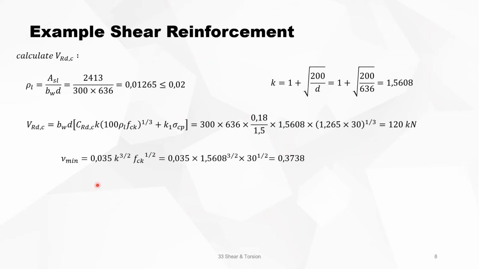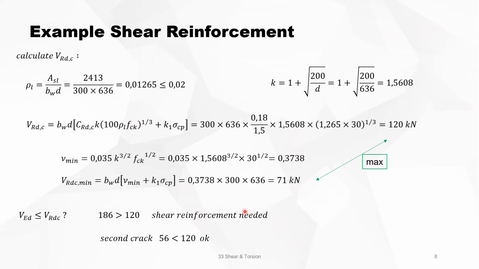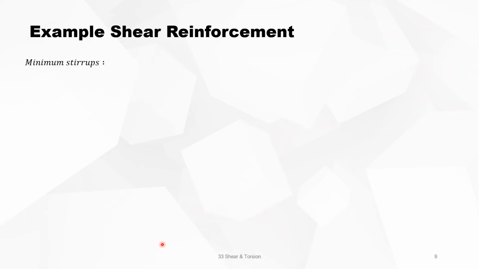But there is a minimum value. If we calculate this minimum value, we must multiply it by bw d, or by the area of the concrete. Then we see the minimum is 71. So now we take the maximum of the two, which is 120. So we check, is now the VEd that we have calculated smaller than VRd,c, yes or no? We see that for the first crack, shear reinforcement is needed because 186 is bigger than 120. So shear reinforcement is needed. For the second crack, you see easily that there is no shear reinforcement needed.